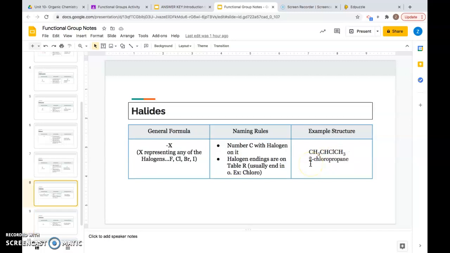So, we do need to number these, so we name it as normal. So we have 1, 2, 3 carbons, so that's propane. We add the chloro in front because in this specific example we have chlorine, and this is actually on the 2nd carbon. You do maybe want to draw this out because if we look at it, it looks like it could be on the 1st carbon, but it's not. All the carbons here are attached, and that chlorine is actually on that 2nd carbon there.